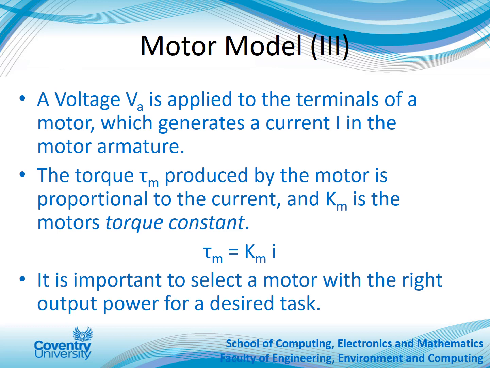So we've already mentioned that the torque tau_m produced by the motor is proportional to the current, and Km is the motor's torque constant, which gives us this here. So tau_m is equal to Km times i. As we said, it's important to select a motor with the right output power for a desired task.